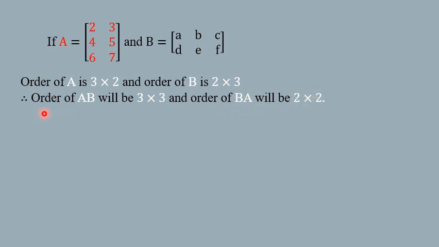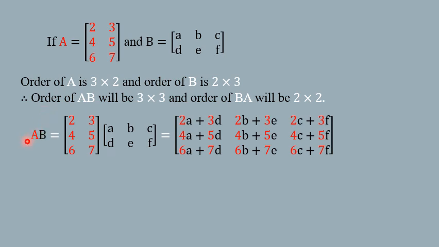Now we are going to find AB. So here we write AB. This is matrix A, this is matrix B. This is called the prefactor, this is called the postfactor.